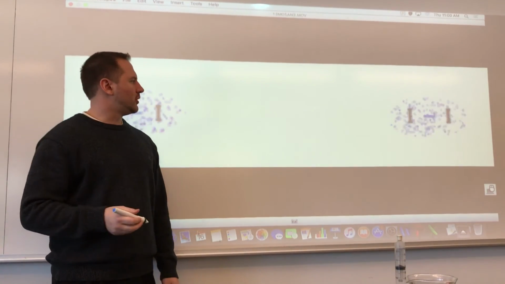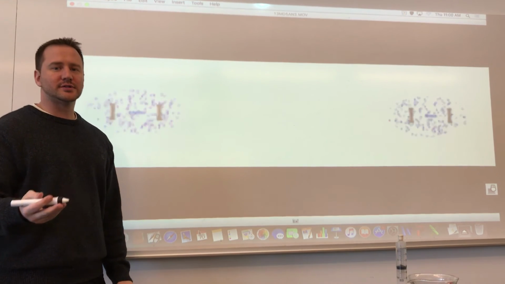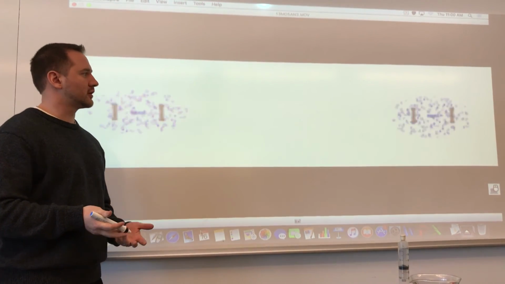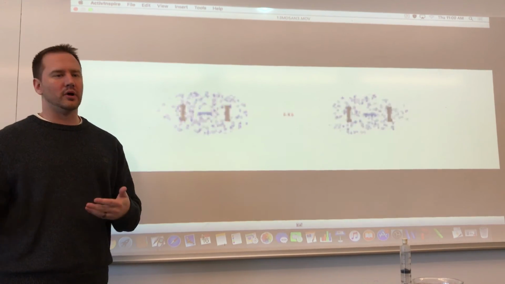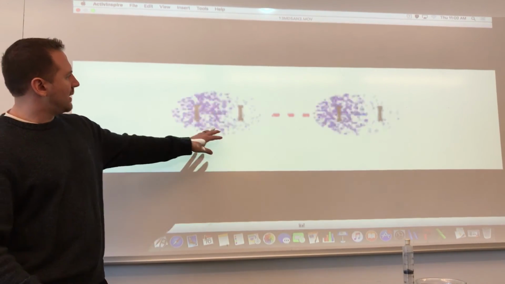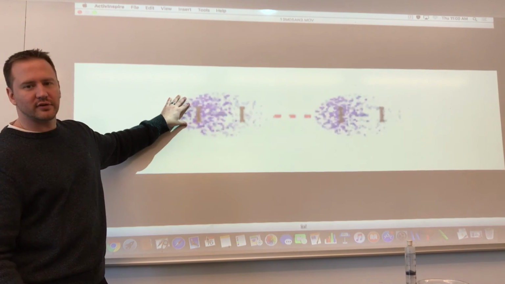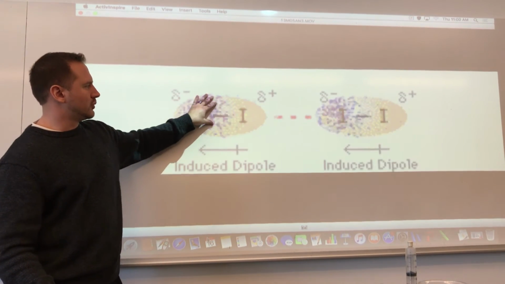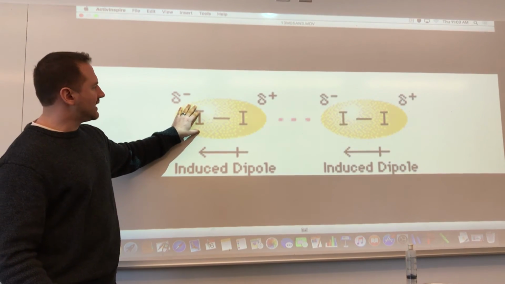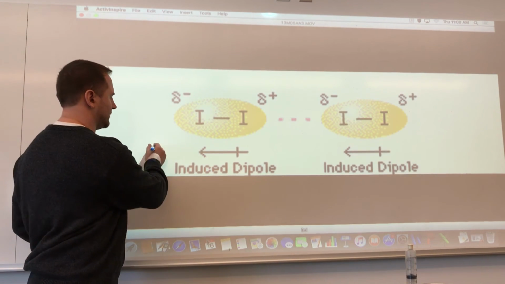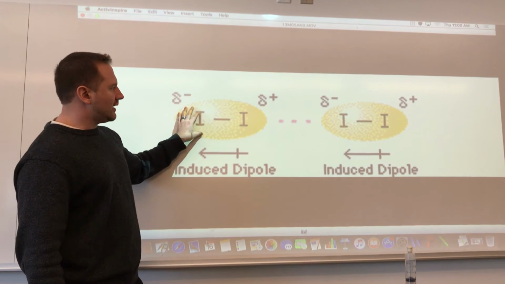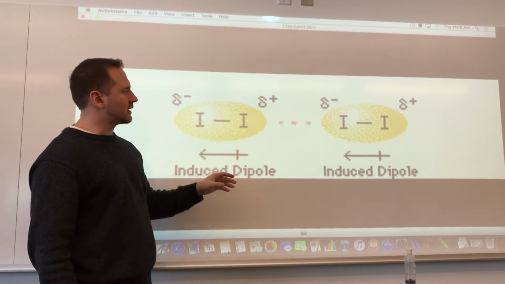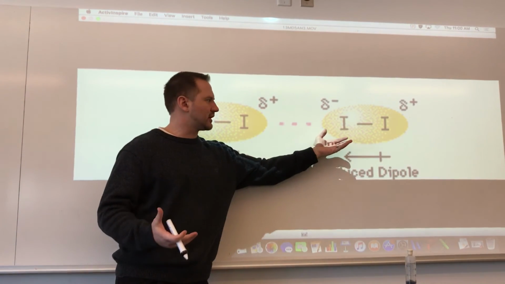In this part, we're going to talk about London dispersion forces. London dispersion forces are the weakest of the intermolecular forces, and they exist between nonpolar molecules, and even polar molecules have them. But what essentially happens is you end up with a temporary shift of electrons building up towards one end of the molecule. What's going to happen at that point is you're going to have a partial negative region and a partial positive region.